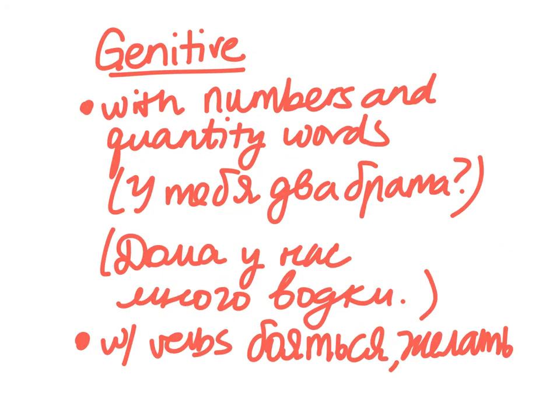We use genitive with numbers and with quantity words. У тебя два брата. Дома у нас много водки. And we use genitive with certain verbs, like бояться and желать.